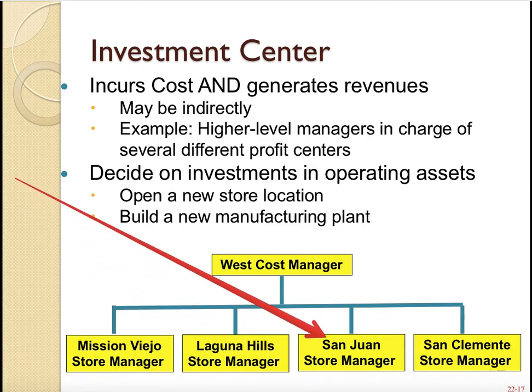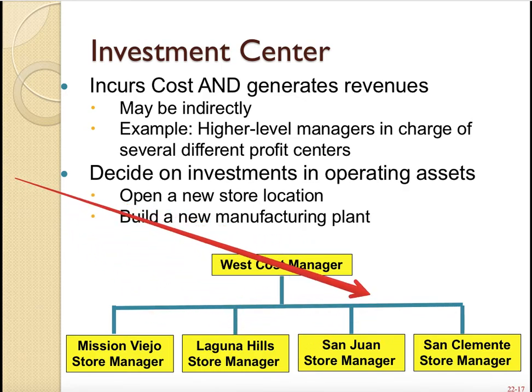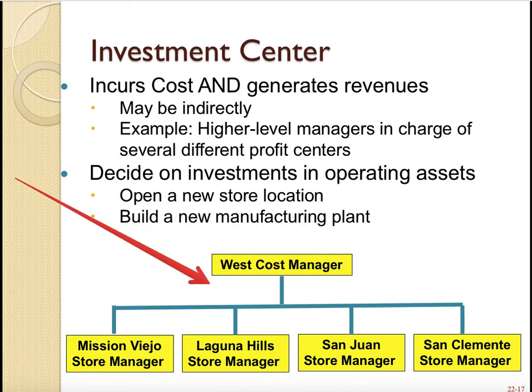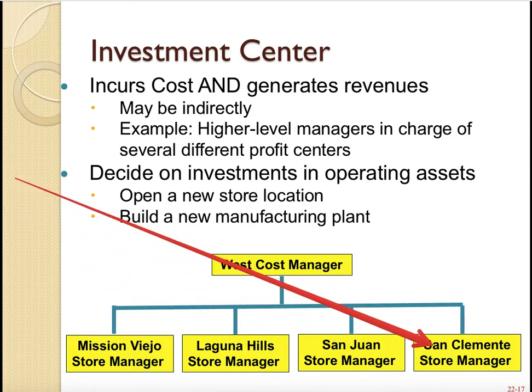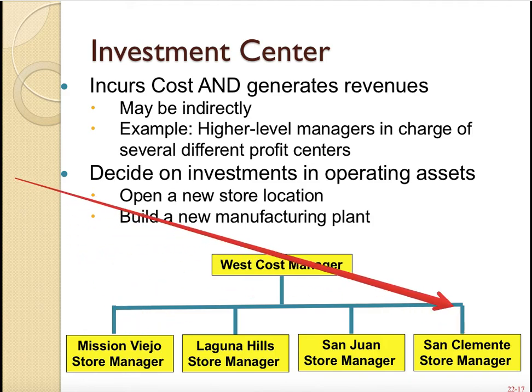Now, the individual stores, like we talked about, are profit centers, meaning they are responsible for selling the goods, but they're also incurring the costs related to what's going on in their stores. Okay? Now, the West Coast manager, he's not actually in the stores, but he's responsible for the stores. So, therefore, he's a higher level manager in charge of several different profit centers. So, he is indirectly in charge of the costs and revenues from each of these stores because he manages them. You guys see the distinction? Okay, how it's indirect. He's not actually in the stores, but he manages all of these stores.